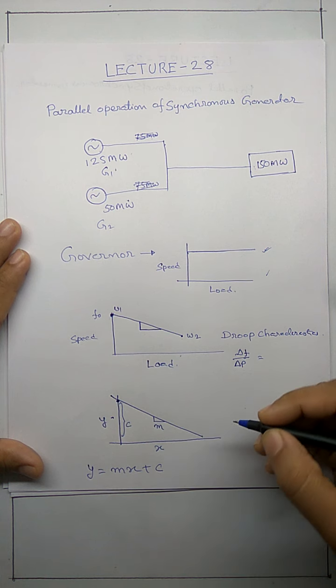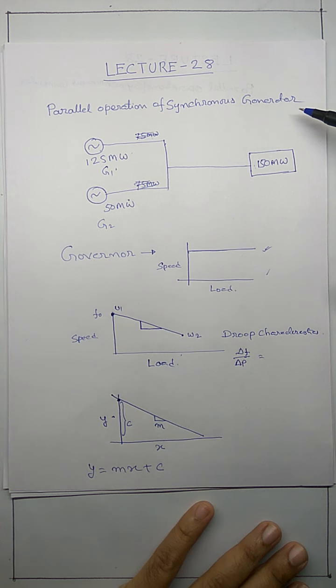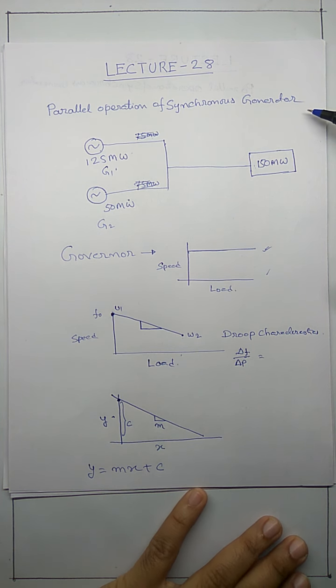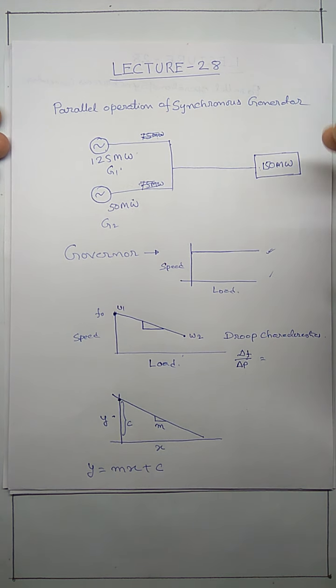Now we will use this knowledge of straight line to solve this. Though we have started with parallel operation of synchronous generator, what we will essentially solve is a numerical of a straight line that we have learnt in class 11.